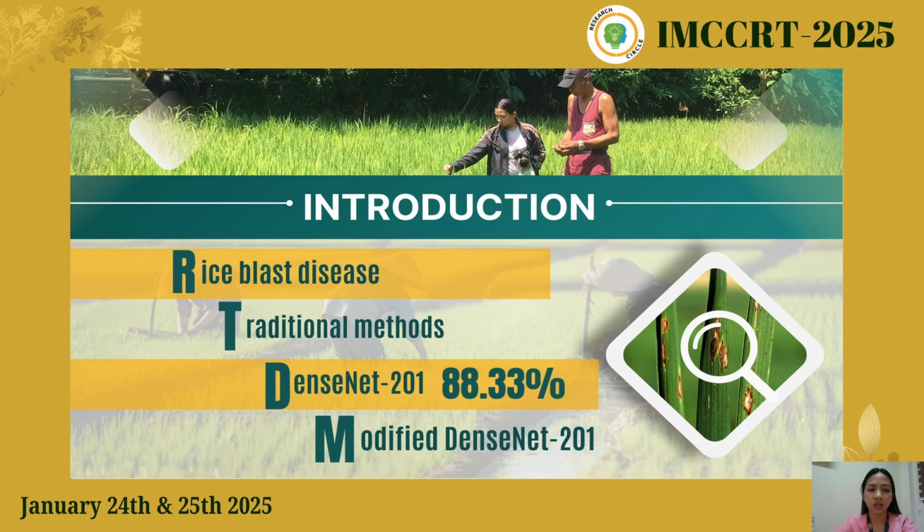The recent study by Saputra, Hindarto, and Santoso in 2023 on classifying rice leaf diseases using the DenseNet-201 model achieved an accuracy of only 88.33%. This accuracy level is not high enough for reliable disease detection in real-world applications. So to address this issue, the researcher decided to modify the DenseNet-201 model, and the goal is to improve its performance and increase accuracy for better disease classification.